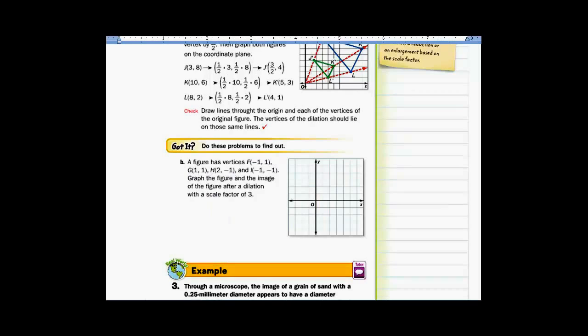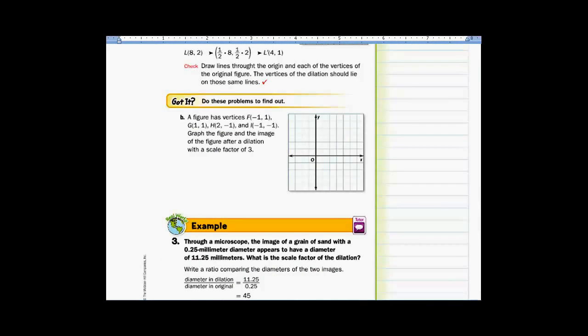Through a microscope, the image of a grain of sand with a 0.25, so 1/4 of a millimeter diameter, appears to have a diameter of 11.25 meters. So it's enlarged it. After all, that's what microscopes do anyway.